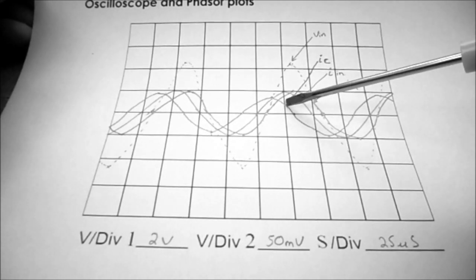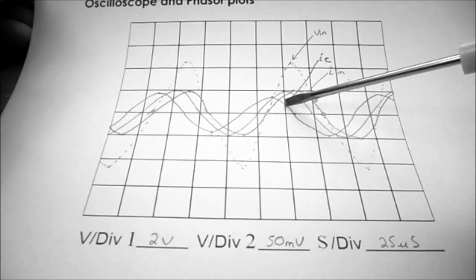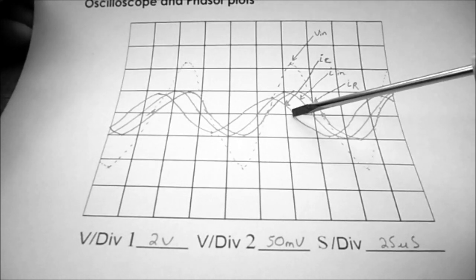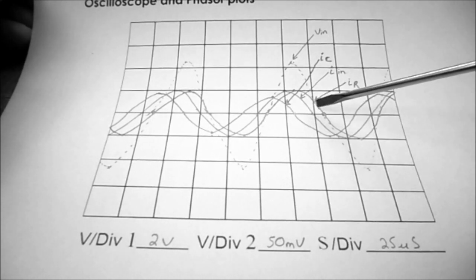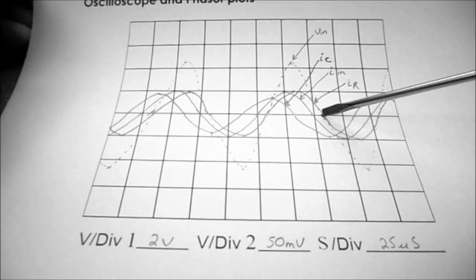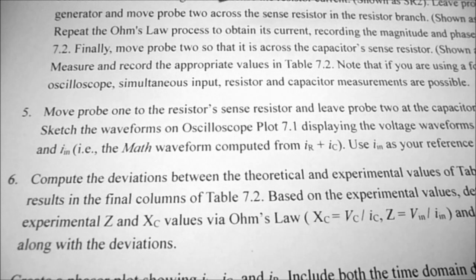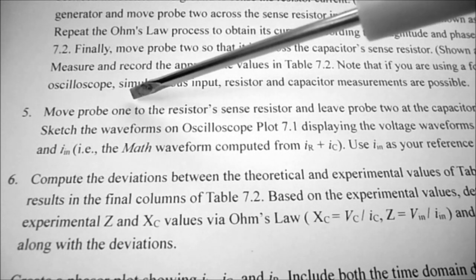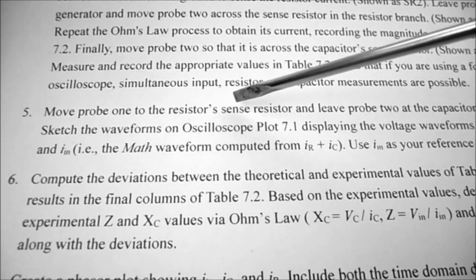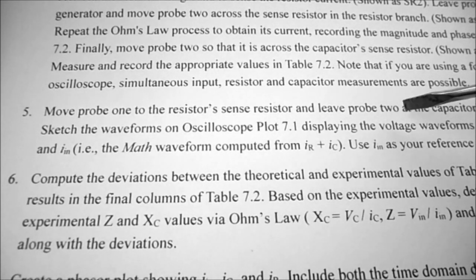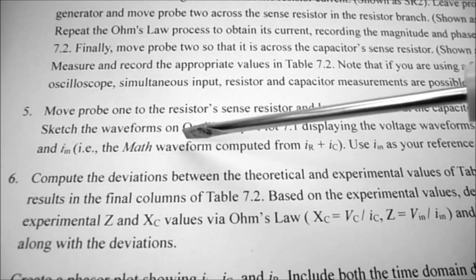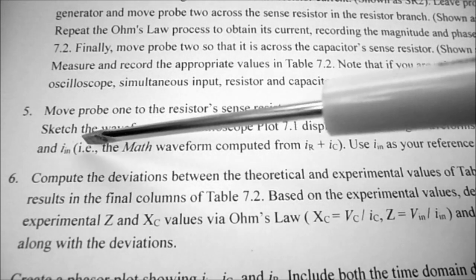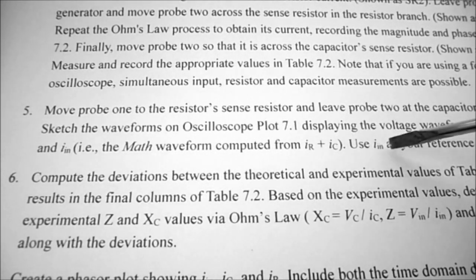So I've managed to sketch in my last waveform, which is IC. So you can see I have IC, which is leading, IN, which is the reference, and IR, which is lagging. Now in step 5, what they're asking you to do is move probe 1 to the resistor's sensing resistor, leave probe 2 at the capacitor's sensing resistor, use the math waveform to calculate IN, and then sketch this waveform using IN as your reference waveform.